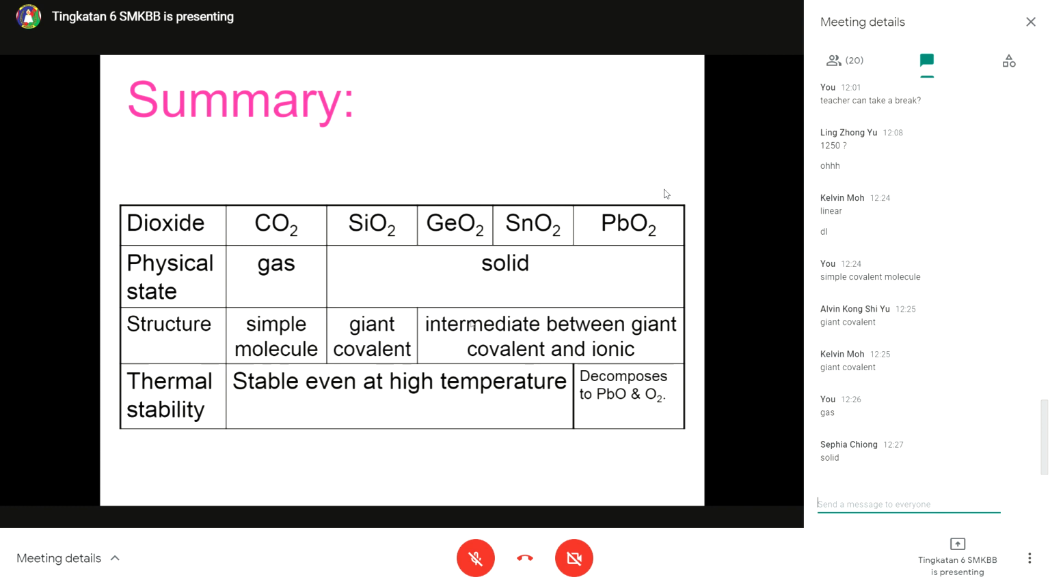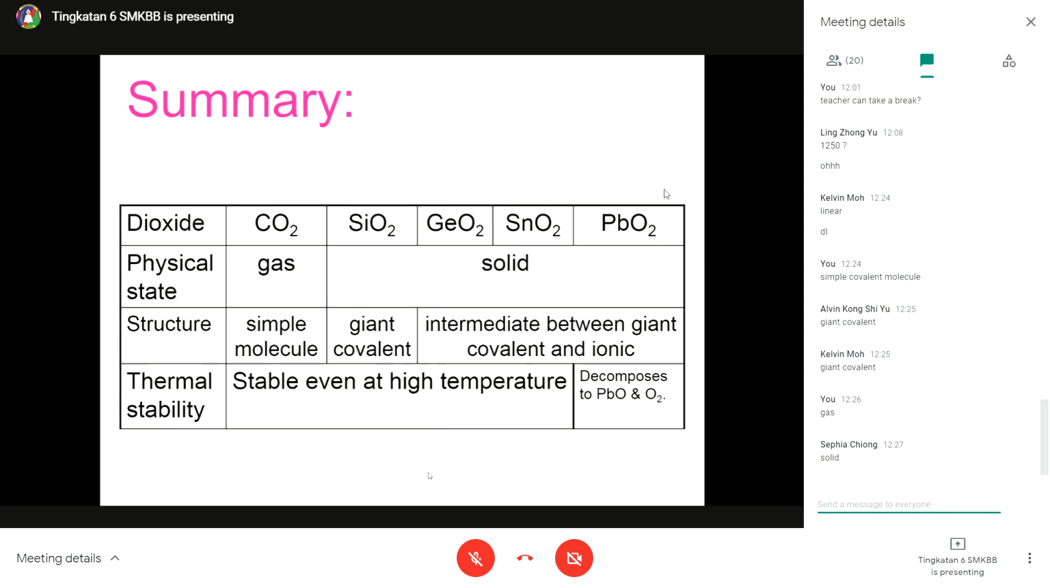Okay, for this one, of course, the bonding in all of them would be covalent between atoms. Sorry, I mean covalent between atoms. And for CO2, of course, it is van der Waals forces between molecules. But the rest are all covalent only, because they're all connected, especially SiO2, with a very high melting point.